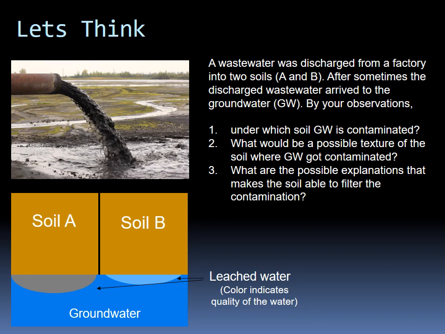Now look at the picture down below and look at it very well and tell me under which condition the groundwater is contaminated. Then, what would be the possible texture of the soil where groundwater got contaminated? And third, what are the possible explanations that make the soil able to filter the contaminant? Now, spend some time, focus and look at everything on the picture, and then try to answer these questions. Then we're going to do it together. All right, so here's your moment.